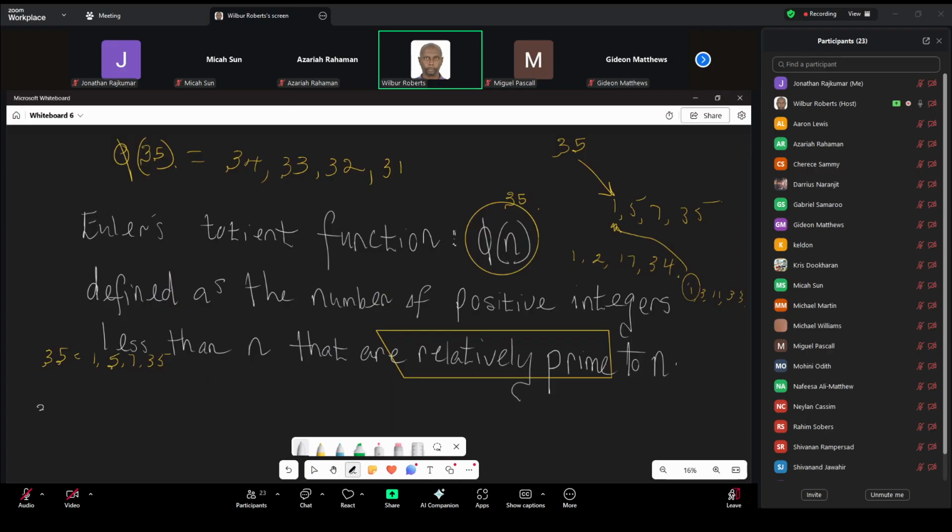Now, if we go to 30, factors of 30 are equal to what? 1, 2, 3, 5, 6, 10, 15, and 30. Now, it shares both 1 and 5, so it is not relatively prime. For it to be relatively prime, it should only share the factor 1. Right? So 30 is not relatively prime. Good?